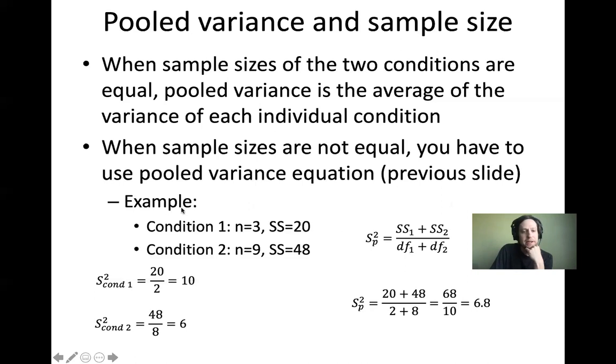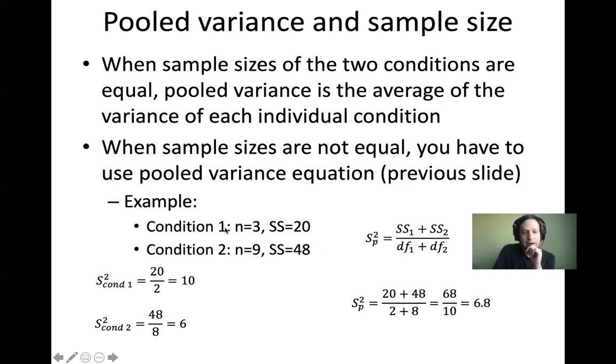So we have this study. Condition 1 only has 3 people, which is a very small sample size, but it's just a teaching example. And then the sum of squares is 20. Remember, sum of squares is part of the variance equation. The sum of squares is when you take each x value minus the mean of that condition, and then you square it, and you add those numbers up for all of the x values in that condition. That's what sum of squares is.